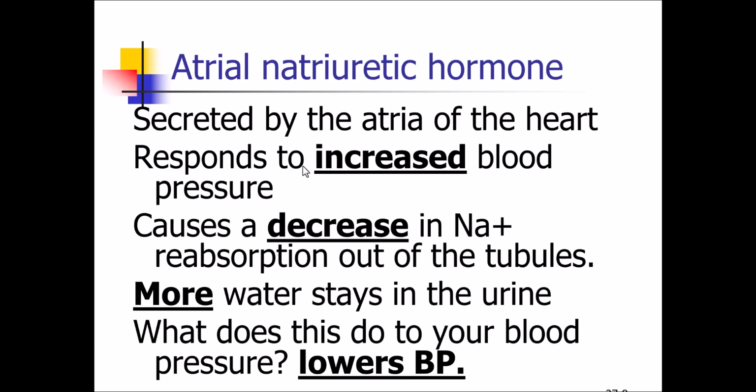So when you have higher blood pressure, the heart releases ANH, atrial natriuretic hormone. It tells your kidneys to let more sodium get released in your urine. That increased sodium pulls water with it. And as a result, because you have less volume of blood in your body, you're going to have a lower blood pressure.